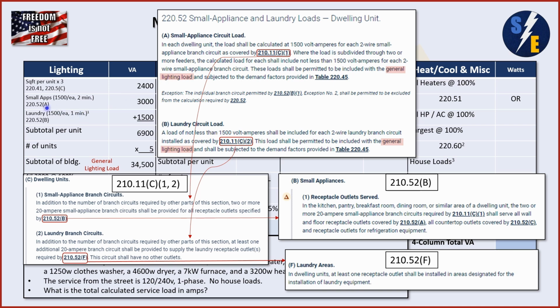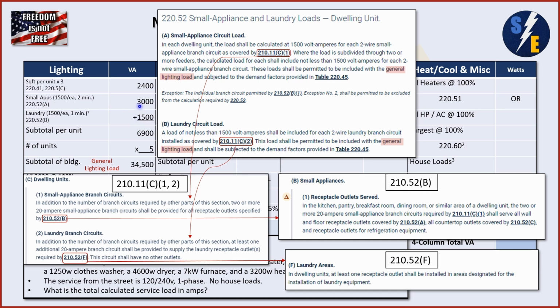So that's what we have here. Small appliances, we have 1500 each, 2 minimum. That's going to give us 3000. Now, if you notice down here in our example, it doesn't tell us anything about small appliance circuits. That's something we have to add on our own. A lot of these questions will not tell you about the small appliance circuits, and so you've got to add those because they are required for a dwelling. So that's important to remember.